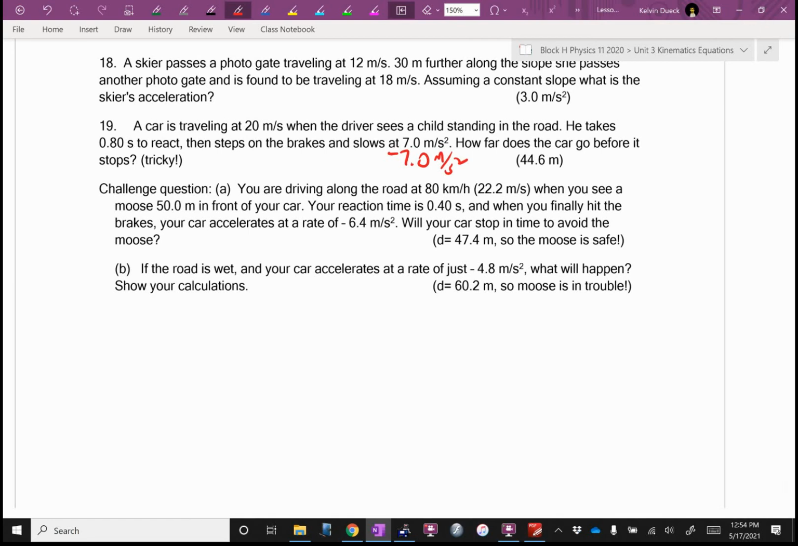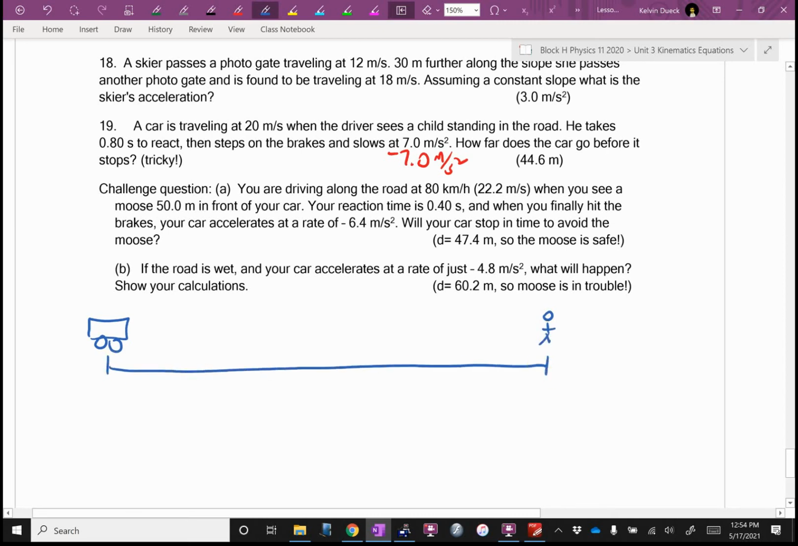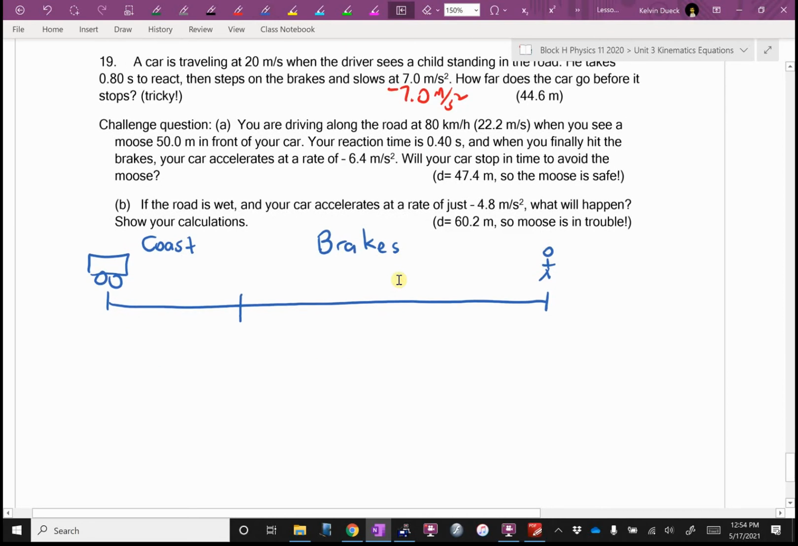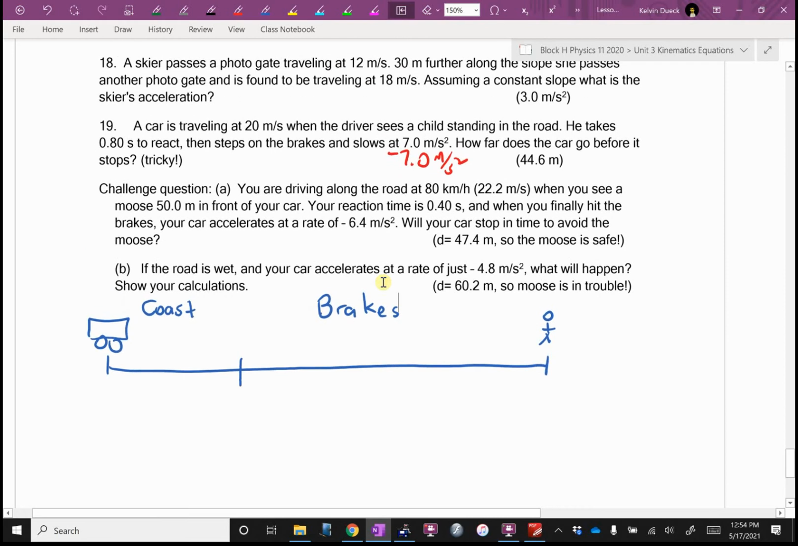How far does the car go before it stops? I had to divide this up into sections. So I said, okay, here's the car. Here's the person. I said, this is the total distance they want us to find. I think this is going to be two parts. I think there's going to be before they hit the brakes while they're coasting, and then after they hit the brakes while they're slowing down. Kind of the same way we divided the playground slide into parts. Now, how did I know that this has to be in two parts? I'll convince you of that partway through.